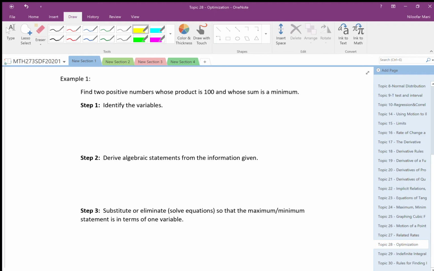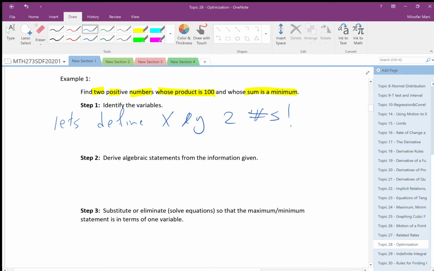Find two positive numbers whose product is 100 and the summation is minimum. Okay, I'm looking for two numbers. So identify the variables first. Read the question. I want to find two numbers, so I can define x and y as the two numbers here. Good. So write the equations.